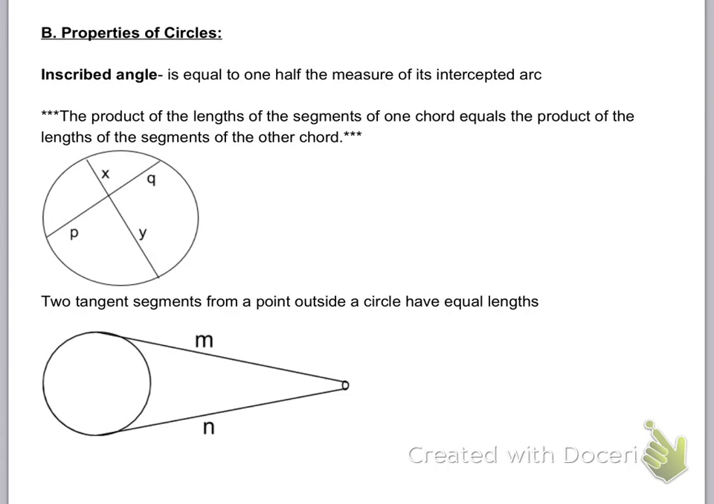Geotrig, lesson 11, day 2. Now we're going to continue on past the inscribed angles. Remember, they are half the intercepted arc. We could talk about the product of the length segments of a chord.